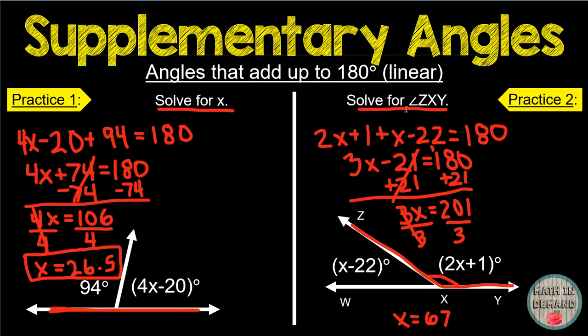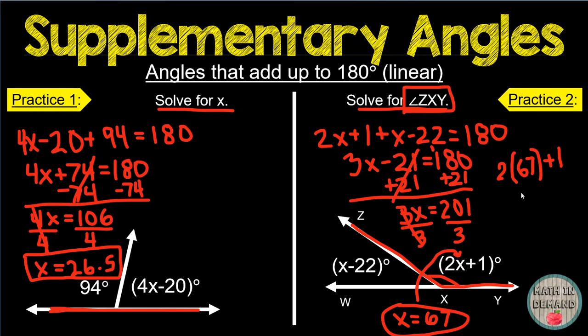Remember, I need to solve for my angle ZXY. So I will take what x equals, and I will plug this into my equation right here to find what the angle equals, okay? So I have 2 times x. I'm going to do it on the side right here. So I'm going to do 2 in parentheses, times 67 plus 1.